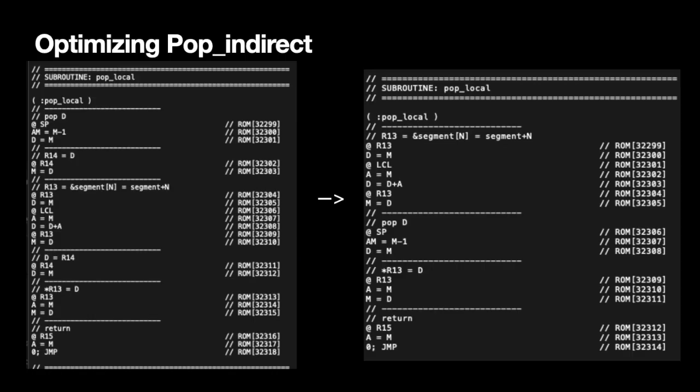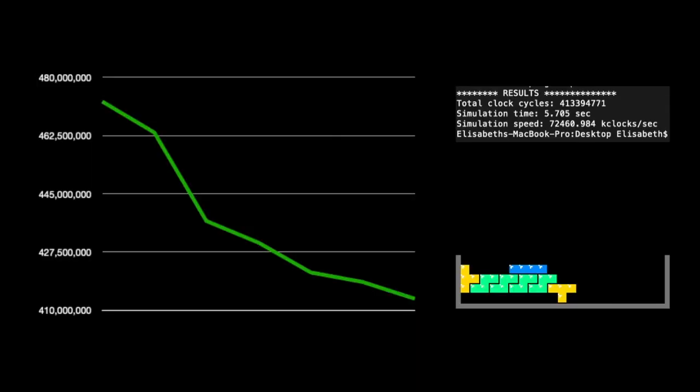The last assembly code modification I undertook was to pop indirect. Similar to push commands, we set a register equal to the address of the segment at the value of n. I realized that we were storing the top of the stack in a register for when it was needed later. So if I just changed the order of instructions and just popped when we needed the value, it would cut out having to store it. This decreased the instruction length of the routine by 23% and saved 5,038,293 clock cycles.